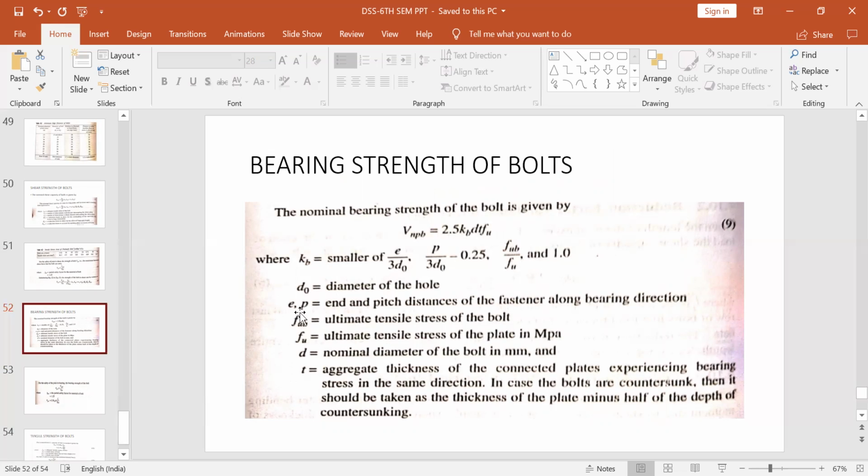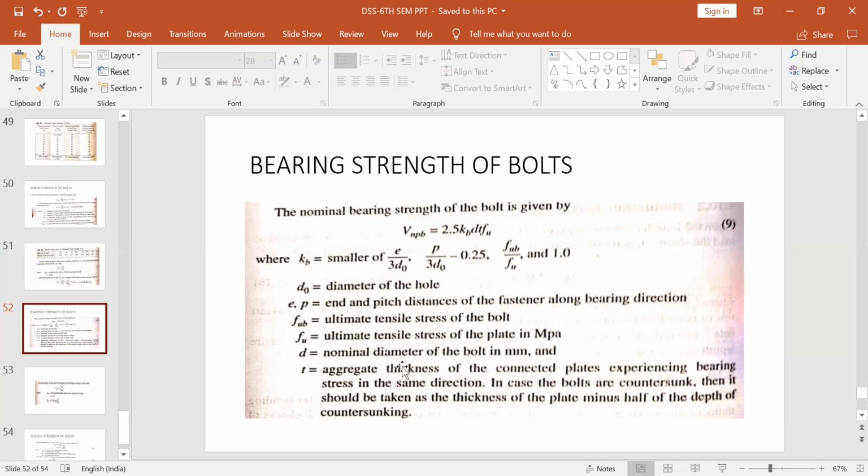E is the edge distance, P is the pitch distance. In that you will be given the pitch, or if it is not given, you have to assume. End distance also you can choose according to the diameter. So you know e, you know p. d0 is the diameter of the hole. It is not the nominal diameter of the bolt, it is the diameter of the hole. That also you will get from the table. So everything you are getting from the table. You find the value of all 4 of these and take the smallest value, that will be kb.